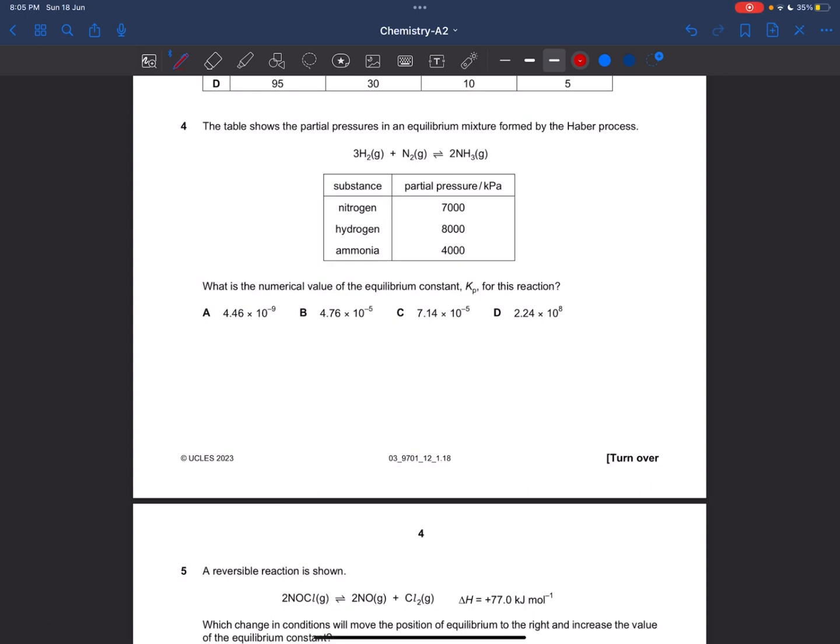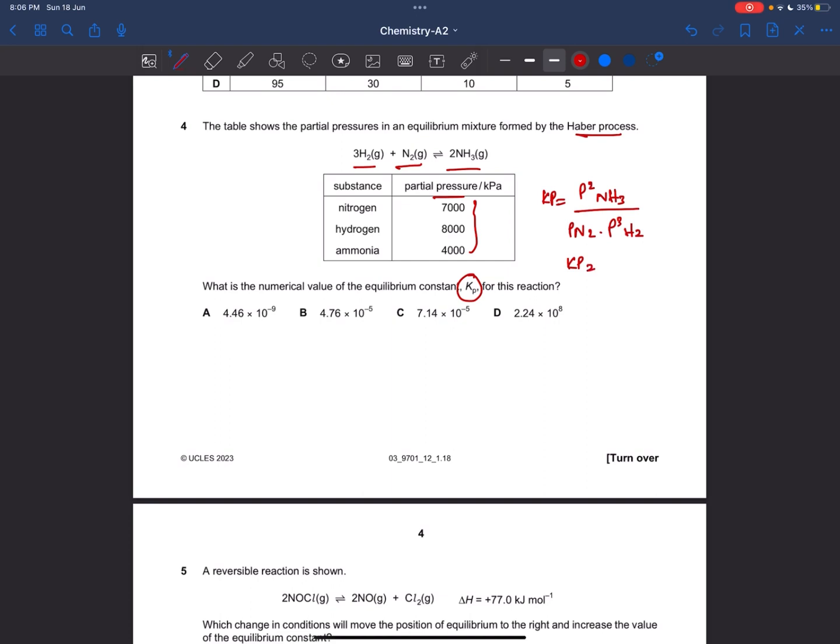Question number 4. The table shows the partial pressures in an equilibrium mixture formed by the Haber process. N2 plus 3H2 gives 2NH3, and the product is basically ammonia. So they're giving the partial pressures. We have to find the Kp, the equilibrium constant. So to find this, Kp is equal to P. The product will be in the numerator, and the reactants would be in the denominator. So P squared NH3 upon PN2 dot P cubed H2, right? So this is how we find it, and the partial pressures are given, so we'll directly put in the values.